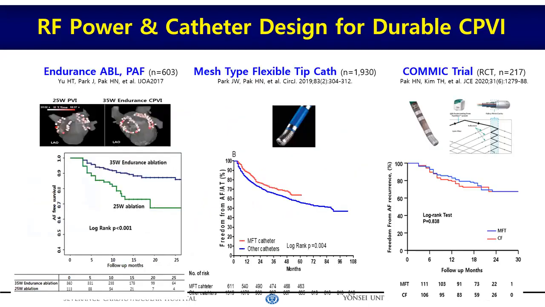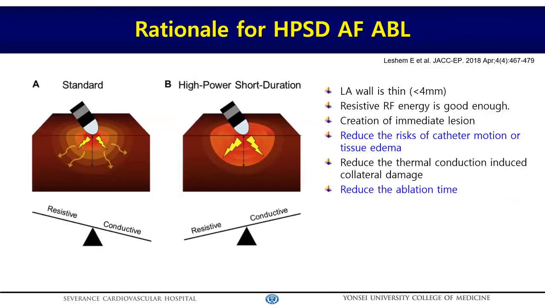We have conducted several studies related to catheter design and contact force, and we previously reported that 35-watt endurance ablation for 30 seconds at each point resulted in better rhythm outcome than 25-watt empirical ablation. After using the mesh-type flexible tip catheter, ablation outcome improved in my institute. Recently, we compared the flexibility catheter and the TactiCath catheter, which is a contact force monitoring catheter, but the rhythm outcome did not differ between the two groups in this RCT.